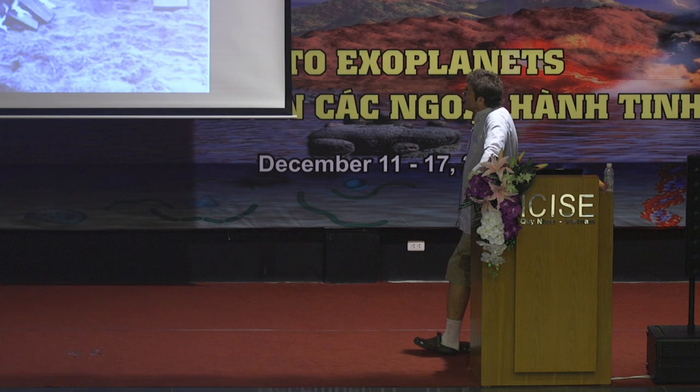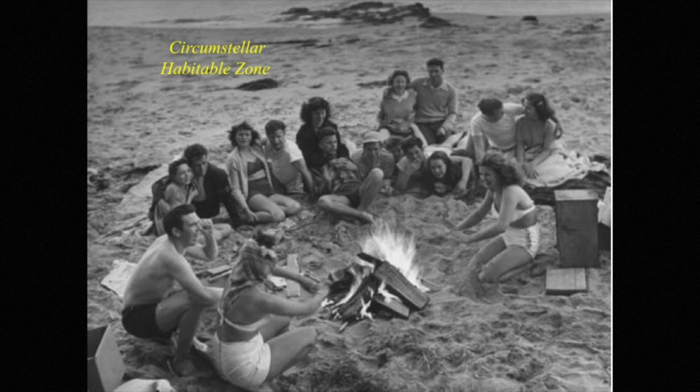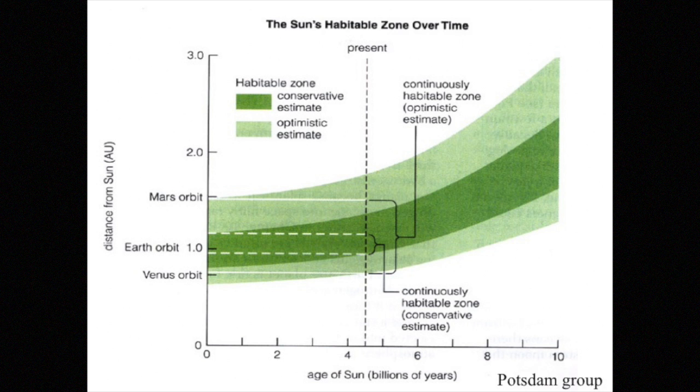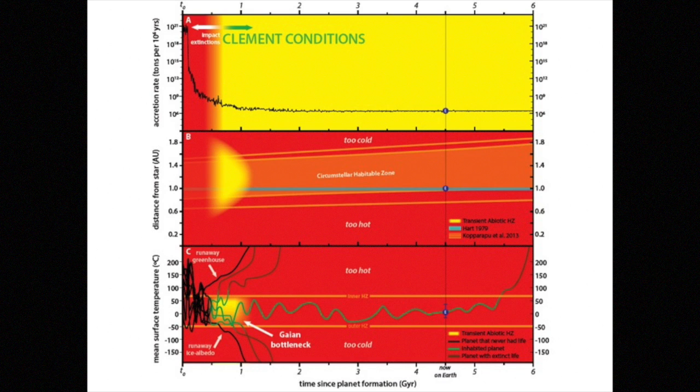Okay, so the circumstellar habitable zone. Here's the circumstellar habitable zone. You can see, get the picture. Here's what the evolution of it will be. And then this is an interesting plot, with a lot of details, but it kind of summarizes this idea of a Gaian bottleneck. So here is the accretion rate. So boom, boom, boom, boom, the planet accretes, and then the rate goes down, and here we are today at 4.5 billion years, and here's a billion years later.